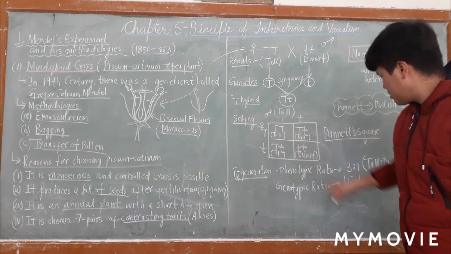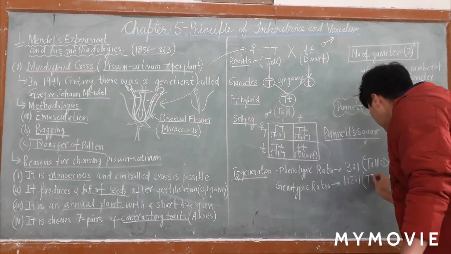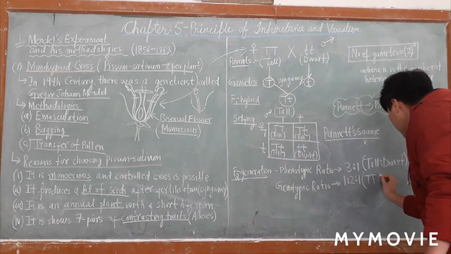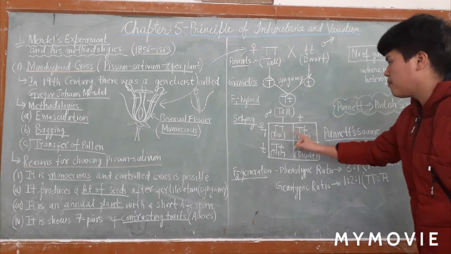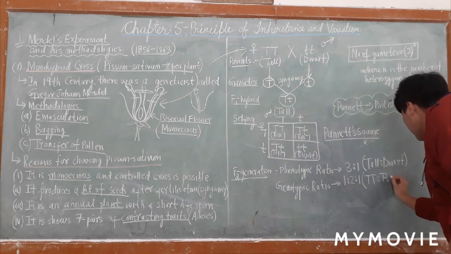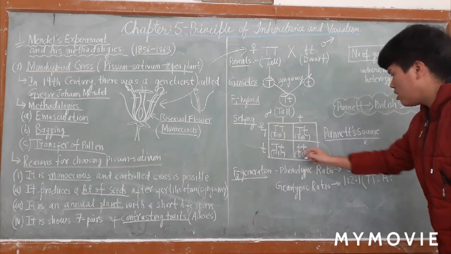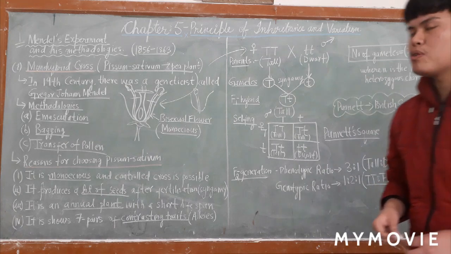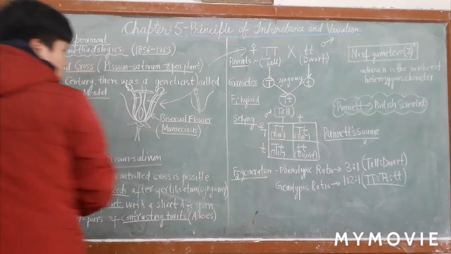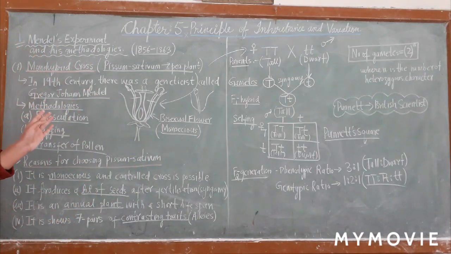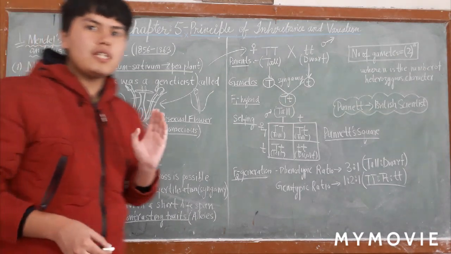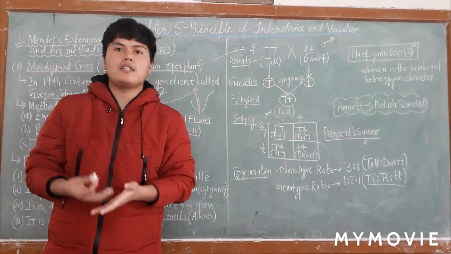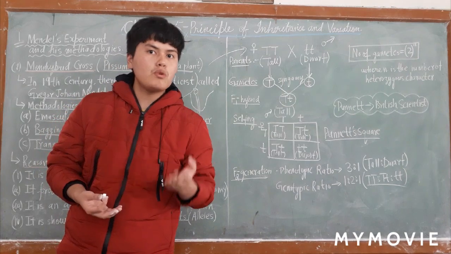Pure tall, that is your TT, 1. And here 2 heterozygous tall, 2. And last, homozygous dwarf, 1. So this is what we call a monohybrid cross. Okay, so keep everything in mind because I'm telling you everything that has been asked in the exam. Nothing more, nothing less.